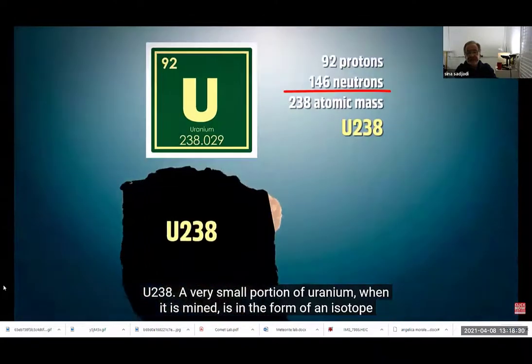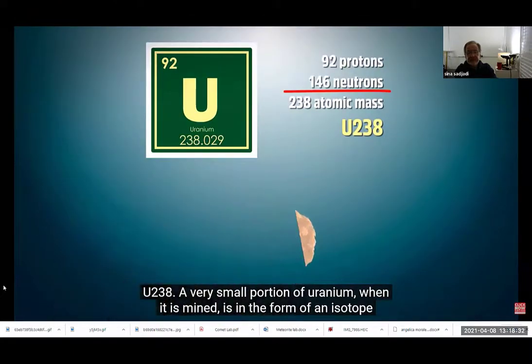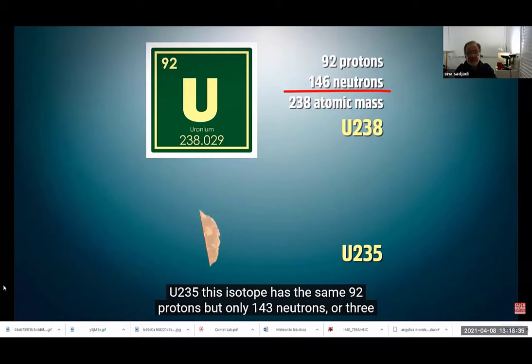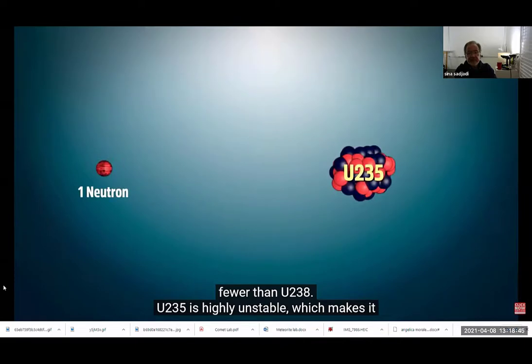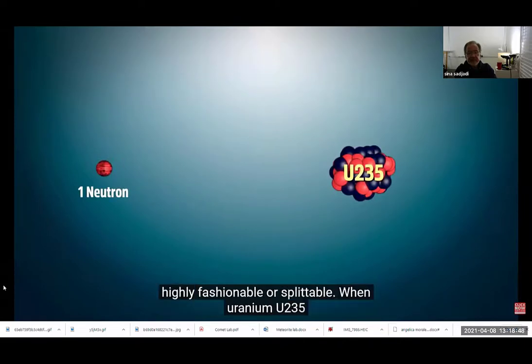A very small portion of uranium, when it is mined, is in the form of an isotope, U-235. This isotope has the same 92 protons, but only 143 neutrons, or 3 fewer than U-238. U-235 is highly unstable, which makes it highly fissionable or splittable.